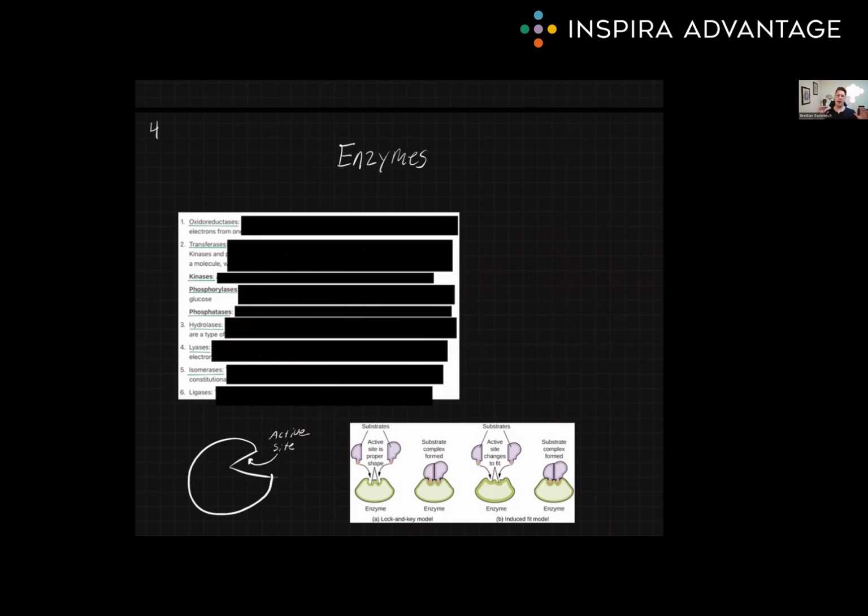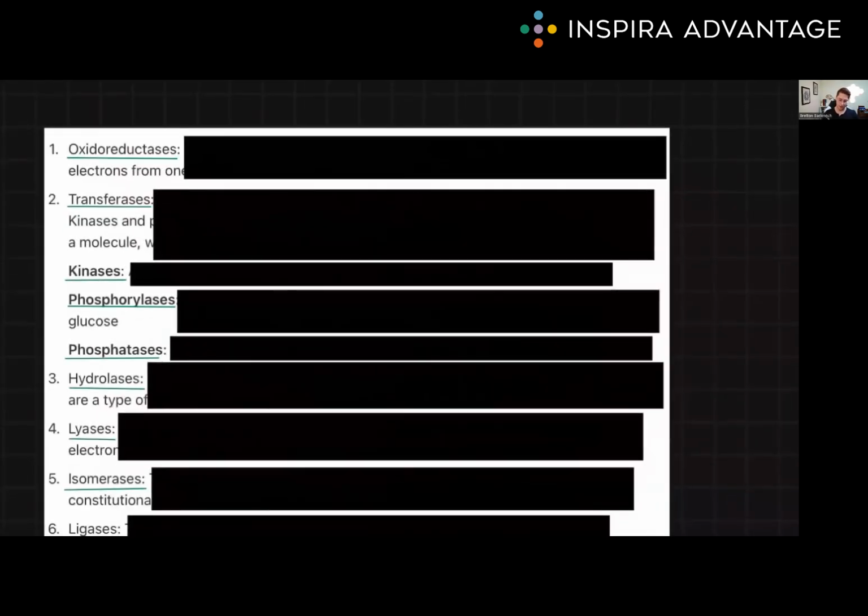So let's start off by saying enzymes can be classified into 6 main categories based on the type of reaction they catalyze. These categories are oxidoreductases, transferases, hydrolases, lyases, isomerases, and ligases. You'll note these all end in "-ase," which will usually tell you that we're talking about an enzyme. Let's take a closer look at each one, starting with oxidoreductases.